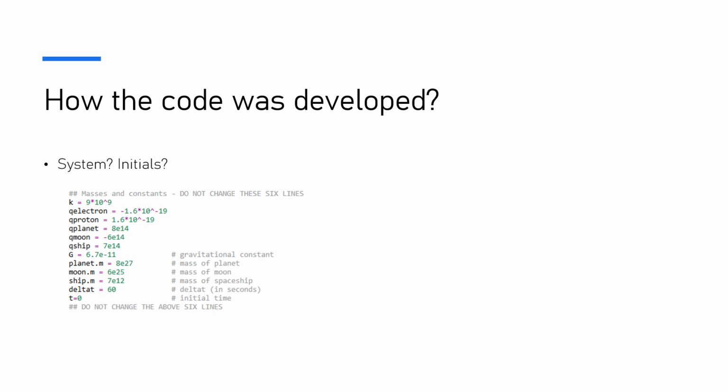So how was the code developed? Well, first we need some initials. For the initials, we have the value of k, which is 9 times 10 to the 9. The system is going to vary. The first system is going to be the moon, with the surroundings being the planet, so that the moon can orbit the planet. The second system is going to be the ship, with the moon and the planet as the surroundings, so the ship can move in its normal movement.